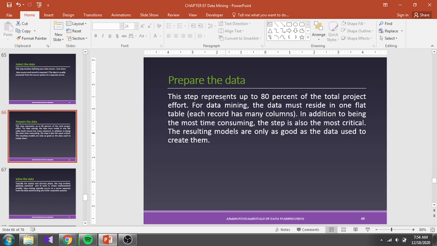Okay, on the prepare data, this step represents up to 80% of the total project effort. That's why you have to get the big data on the data set. So for data mining, the data must reside in one flat table. Each record has many columns. In addition to being the most time consuming, the step is also the most critical. Resulting models are only as good as the data used to create them.